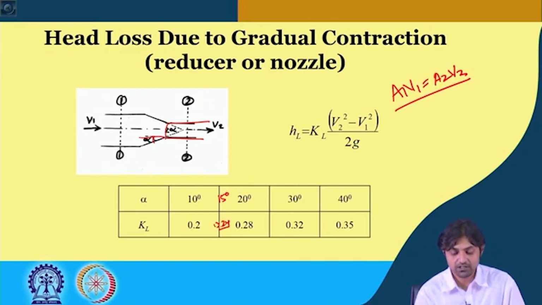So, one advantage here is we do not have to worry about the ratio of A2 by A1. Looking at the table is pretty simple. I do not expect you to remember this, but you can be given this type of table in your assignments and exams, and could be asked to find out the value of KL and the corresponding head losses. In that case it will be V2 square minus V1 square by 2G.